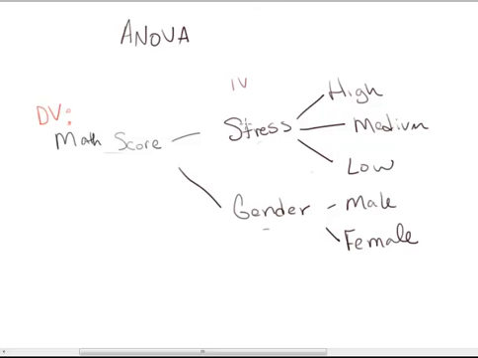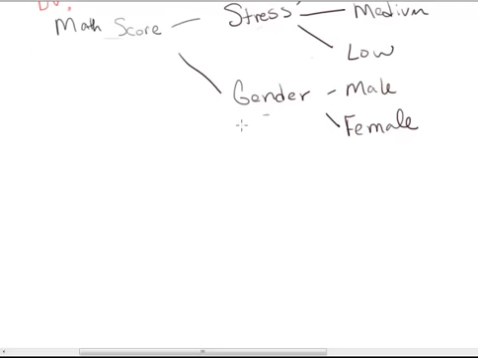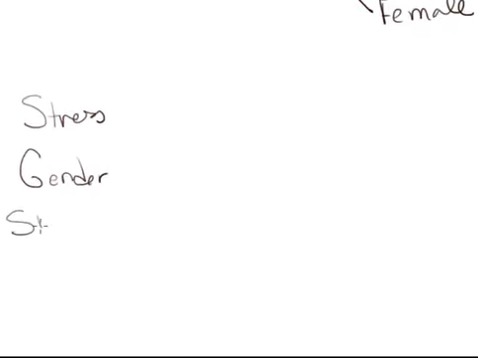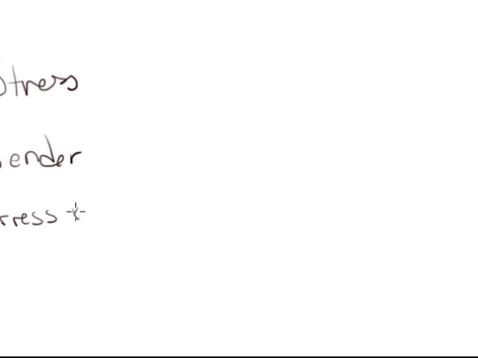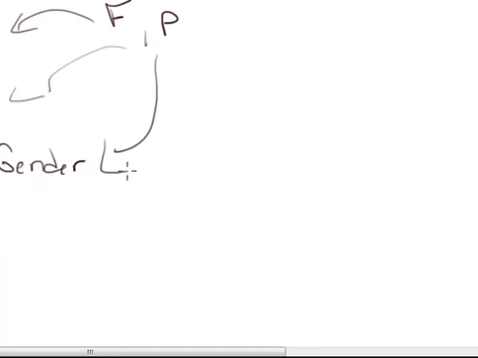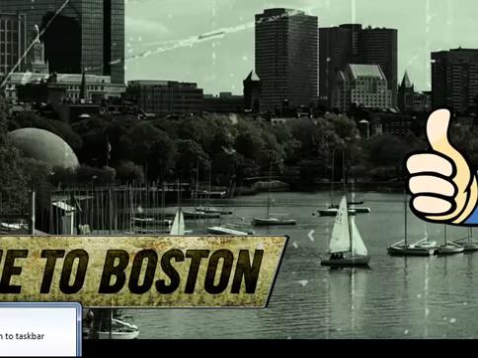So what you're going to get in these tests, so your dependent variable is math. You have a stress independent variable, you have a gender independent variable, and then you also have this stress by gender interaction. So when you calculate these out, you'll get an F statistic and a p-value, all of those stats for stress. You'll get the same thing for gender. You'll also get the same thing for stress by gender.